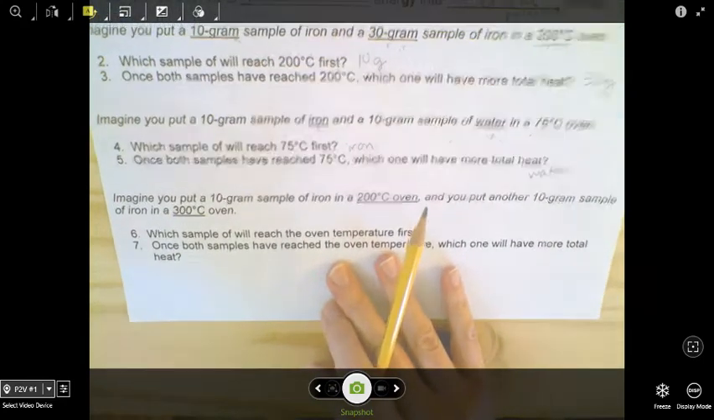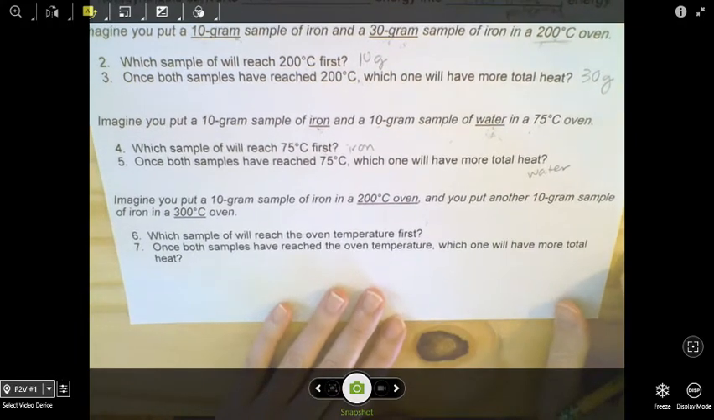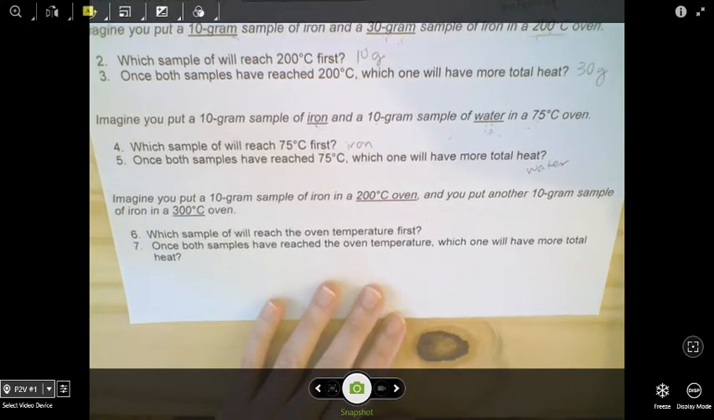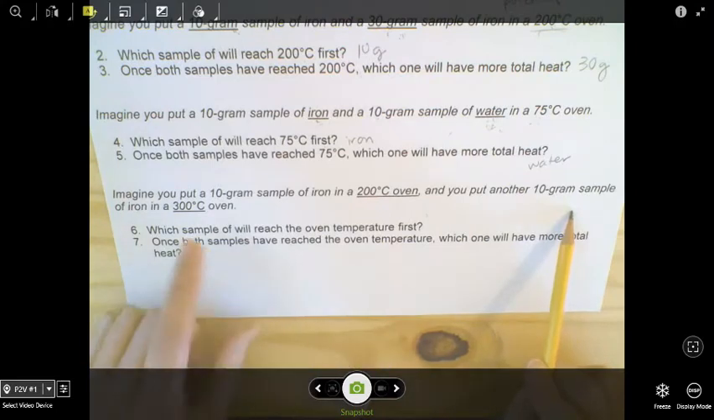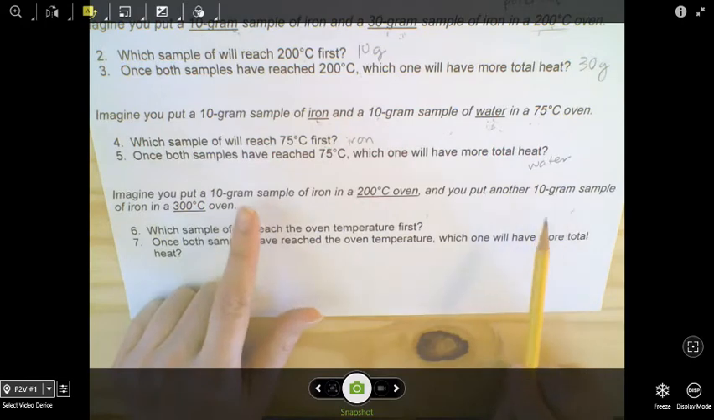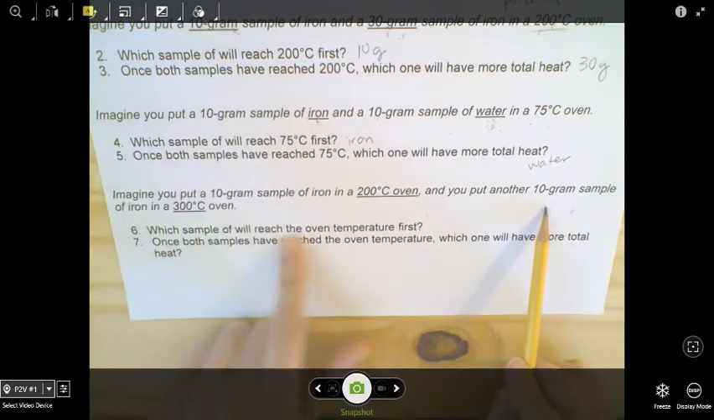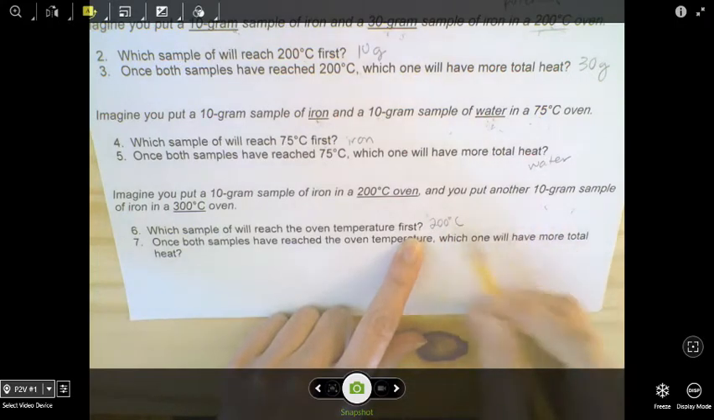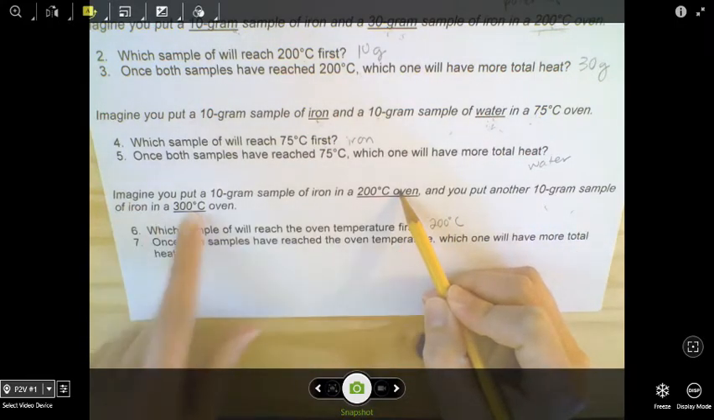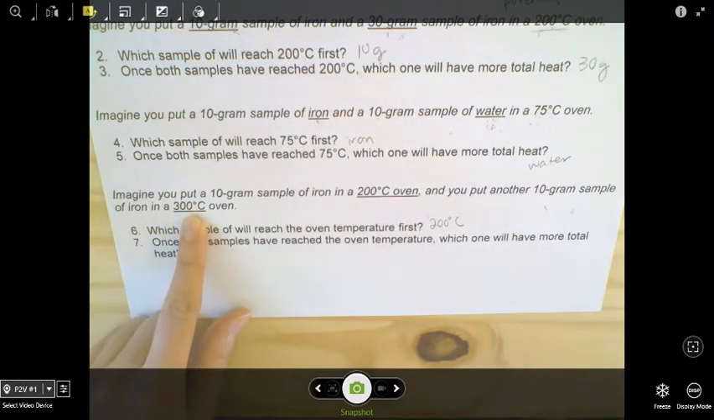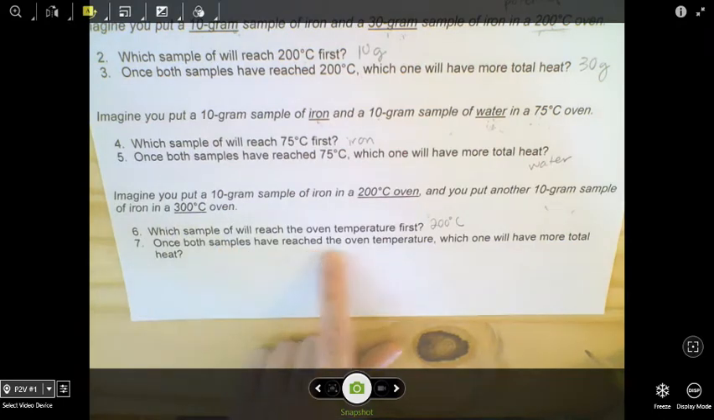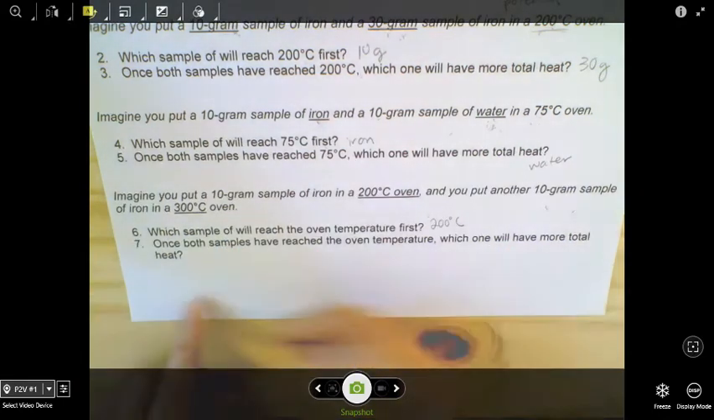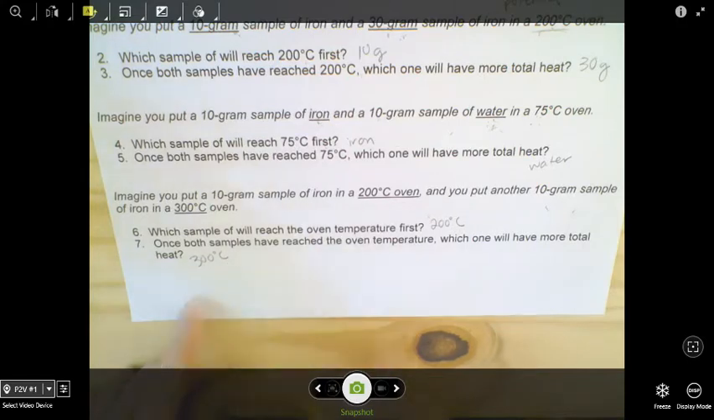All right, then the last one. Imagine you put a 10-gram sample of iron in a 200-degree oven, and you put another 10-gram sample of iron in a 300-degree oven, okay? So same substance, same size. Which sample will reach the oven temperature first? Obviously, the one in the 200-degree oven will reach it first, just because it doesn't have as high to go. This one will get there eventually, but to get there, it needs to absorb more heat, so it's going to take longer. So once both samples have reached the oven temperature, which one will have more total heat? Obviously, the one in the 300-degree oven.